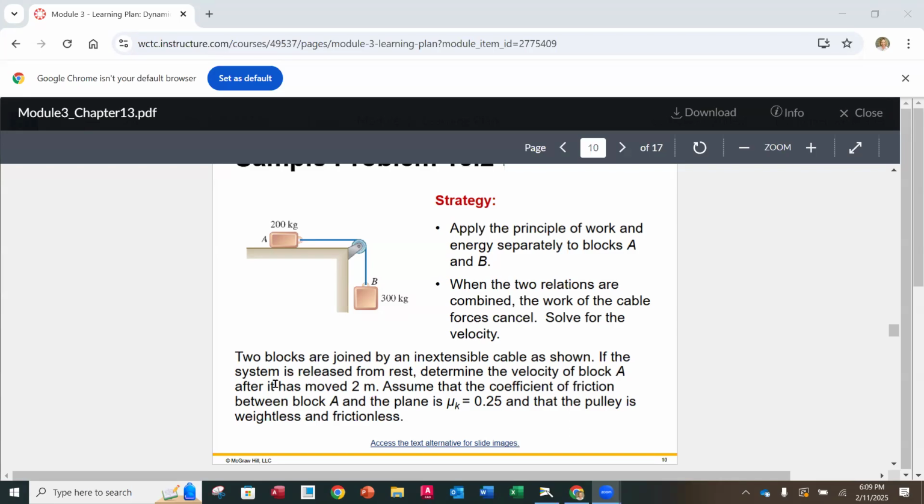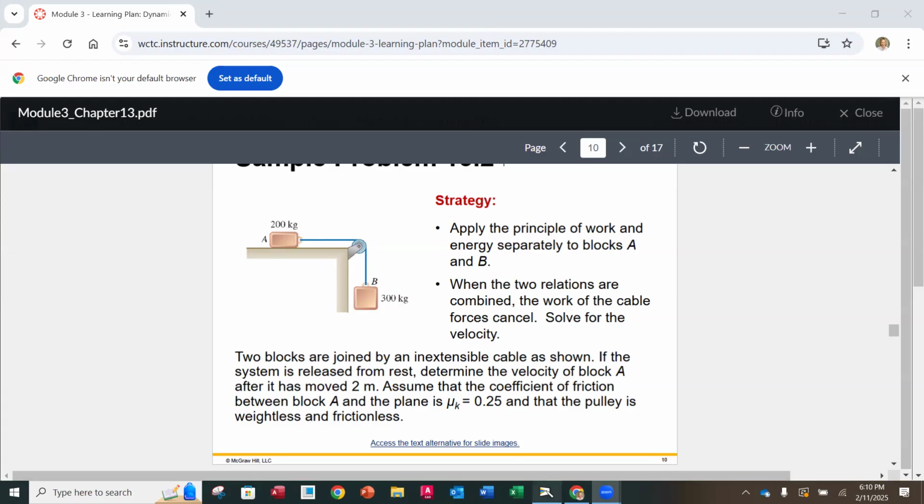So we have two blocks. They're joined together by a cable. And if the system is released from rest, determine the velocity of block A after it moves 2 meters. Assume that the coefficient of friction between block A and the plane is 0.25 and that the pulley is frictionless and weightless. So we don't have to worry about anything over the pulley. We're just concerned about the block in contact with the table here. And then here we have block B, which is 300 kilograms, and block A is going to be 200 kilograms.